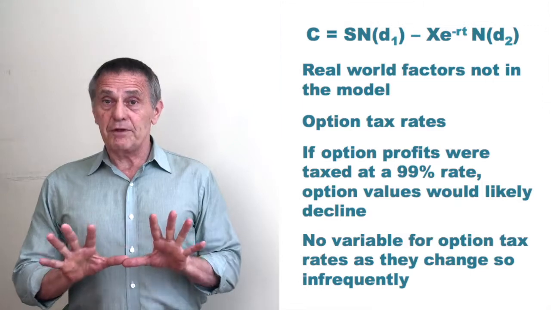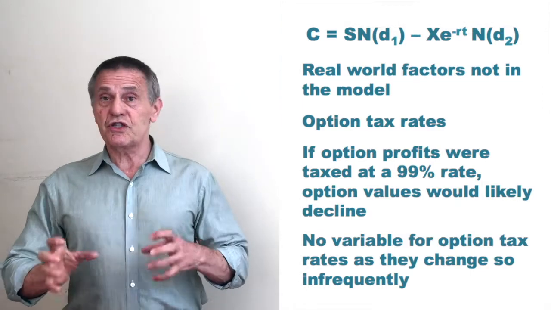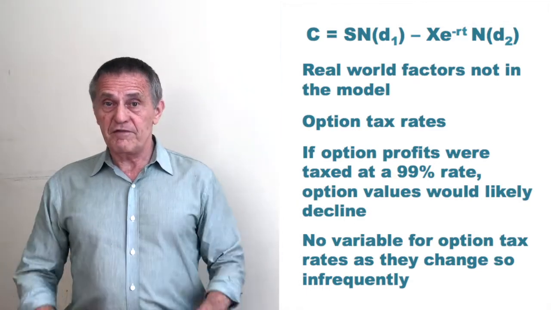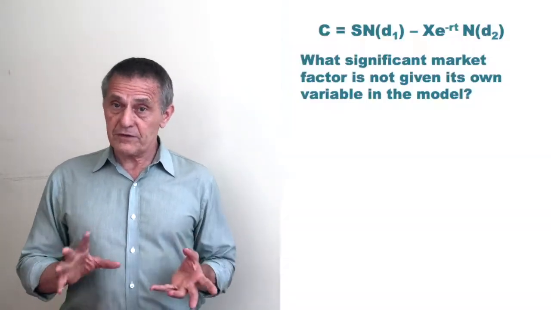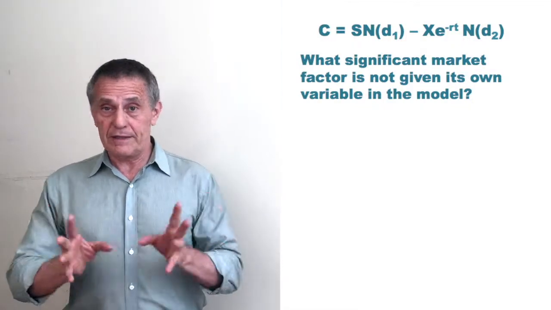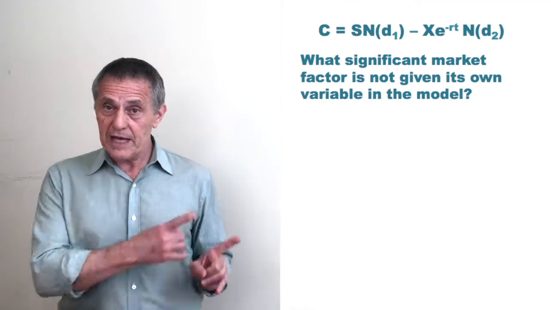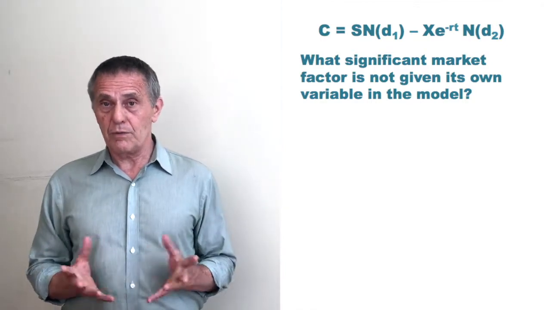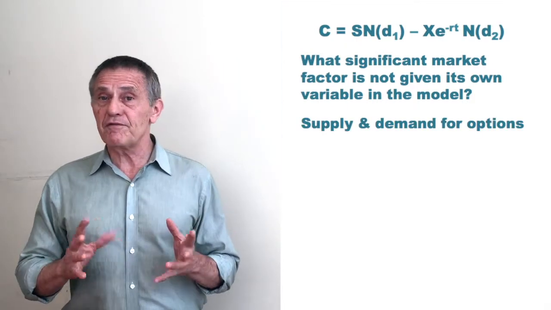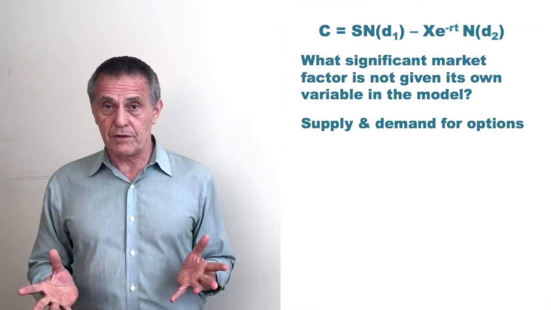Now, I use the example of the tax rates on options just to illustrate the point. Let's now focus on the nub of the issue. As I indicated before, there's a factor that impacts the value of assets in all markets on an everyday basis, at least potentially, that's not captured in the model. What would that be? Well, how about the supply and demand for options themselves?